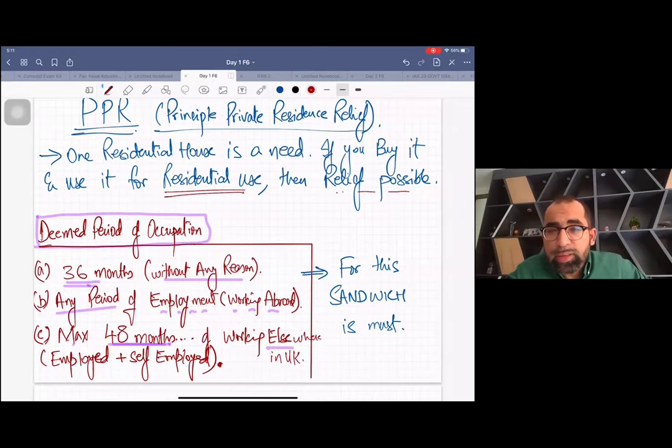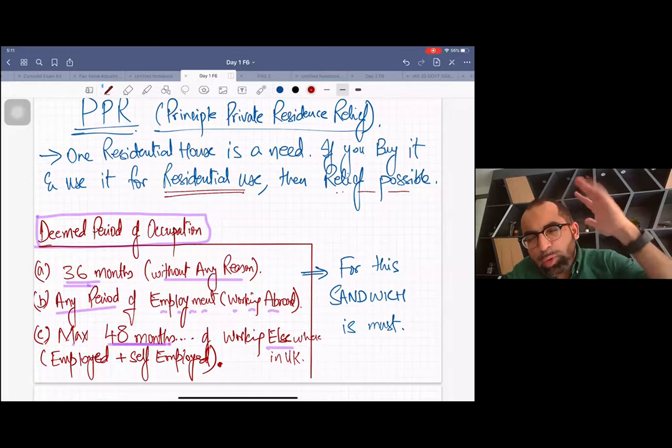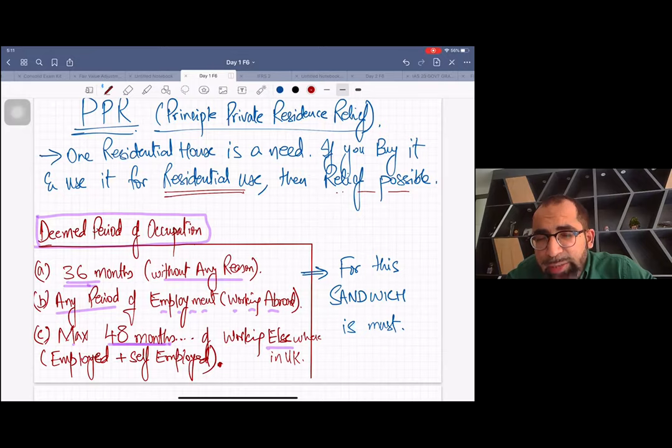Now, a student may ask one question: Sir, what is the difference between point B and C? Listen. In point B, there is no time limit. You can go for 7-8 years. But in point C, if you go for 7 years, you will still get only 4 years relief. Number two, in point B, you need to go abroad, outside the UK.